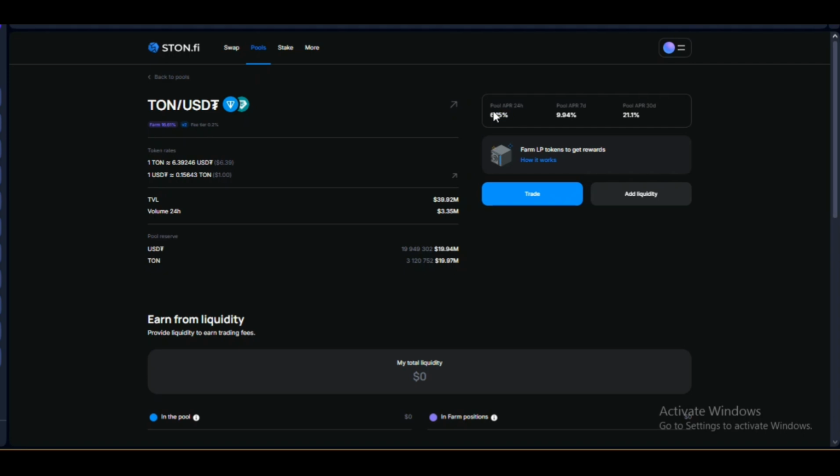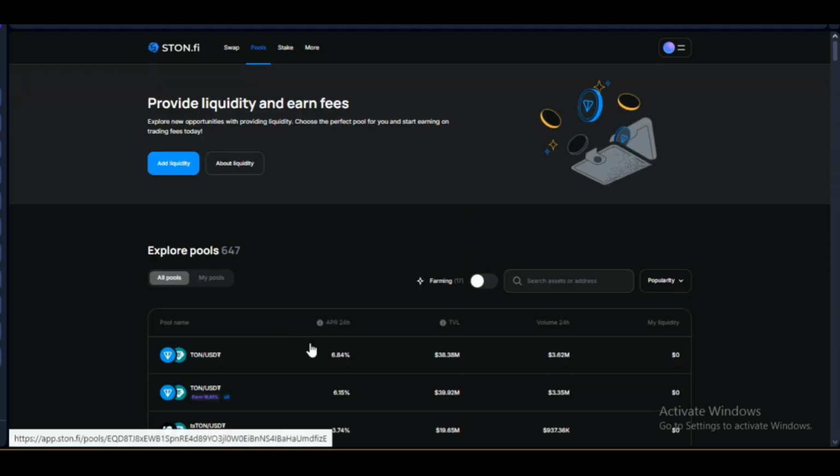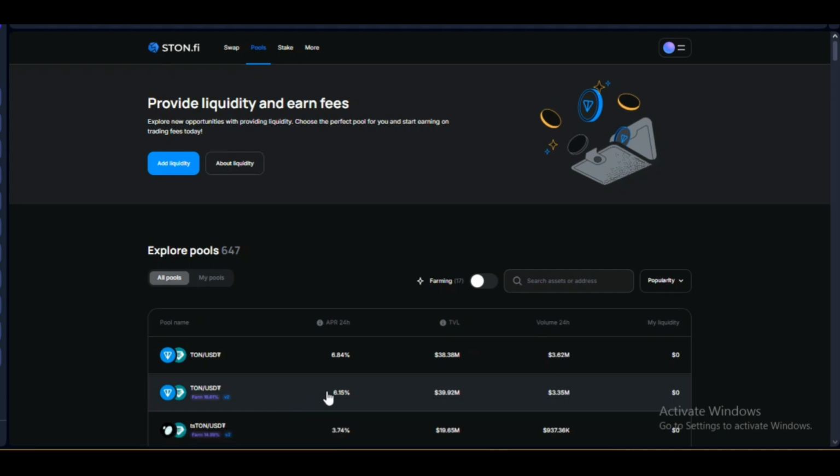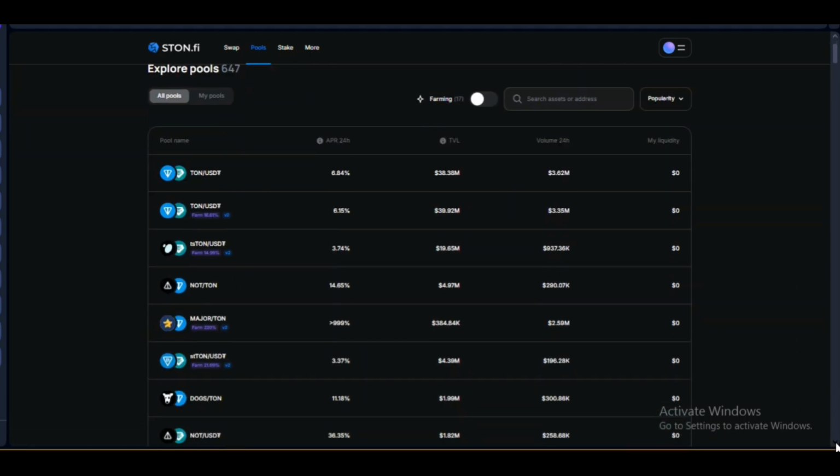This reward varies depending on the pool. It's not just because it's USDT, STON. It depends on the pool you're using. All right, but it's usually pretty juicy when you look at all this, and it's something you need to look into. Now, what are the benefits of farming on Stonfi?